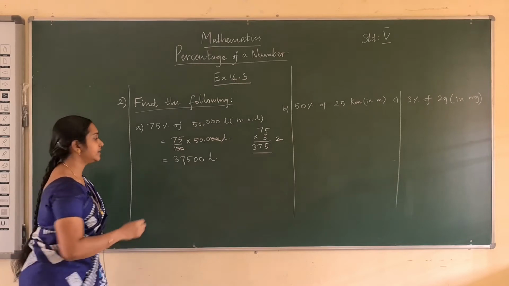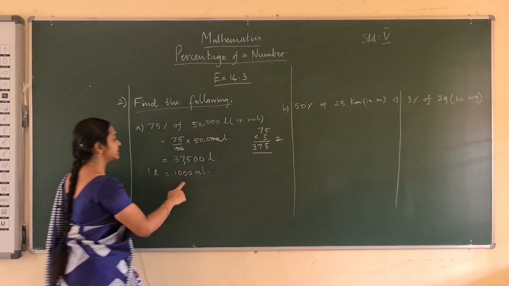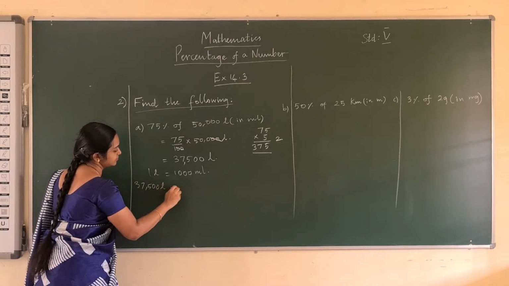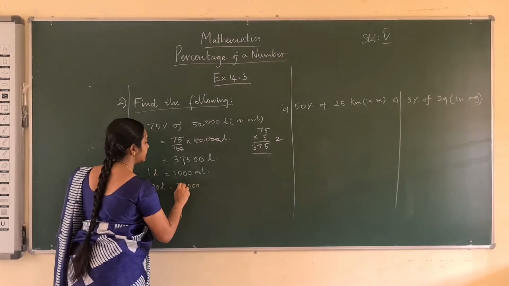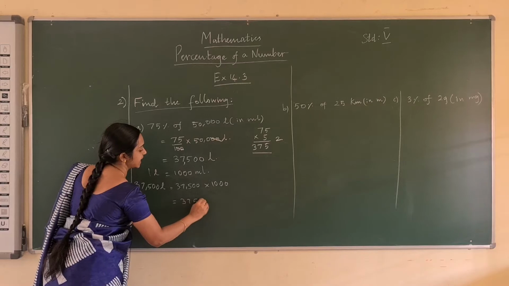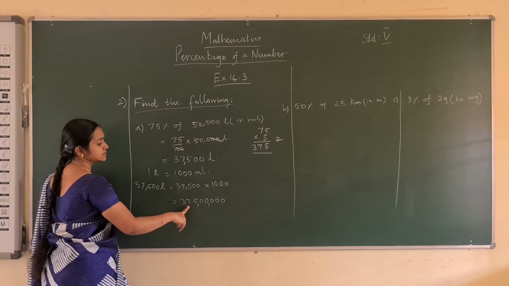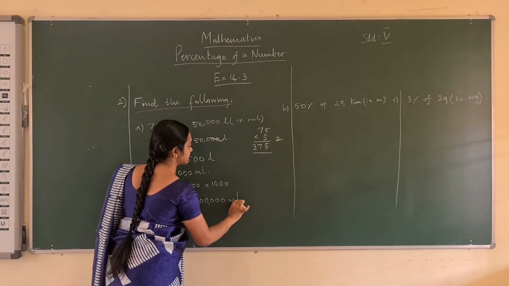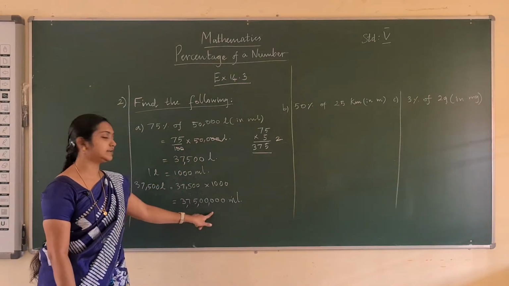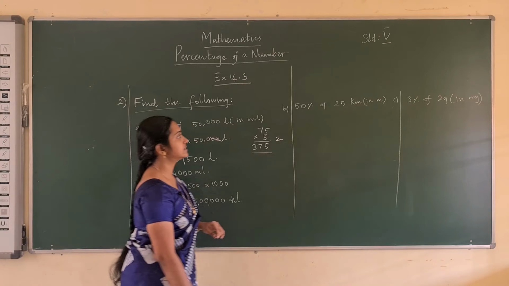37,500 liter. We have to convert liter into milliliter. We know that 1 liter equal to 1000 milliliter. Then 37,500 liter equal to 37,500 into 1000. So what should we do? In the answer we have to add extra 3 zeros. So it is 3 crore 75 lakhs milliliter. This is the answer. We have to find that number and convert that number into milliliter. So the answer is 3 crore 75 lakhs milliliter.